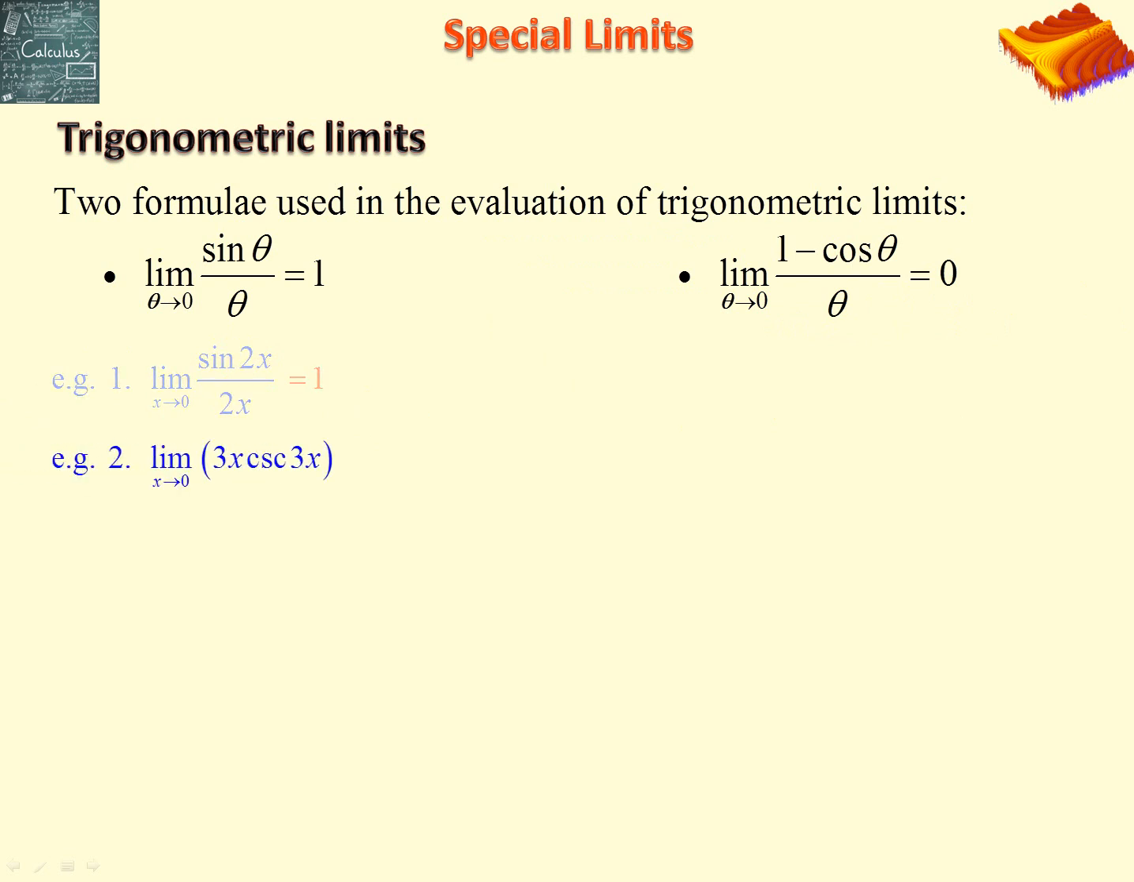In this next case, we need to do a bit of adjustment first. So 3x cosec 3x, well, we can take the cosec 3x below to make it sine 3x, and this looks very similar to that. And in fact, this means that the limit of the reciprocal is also 1, because if you invert 1, you get 1. So therefore that has a limit of 1 as well.